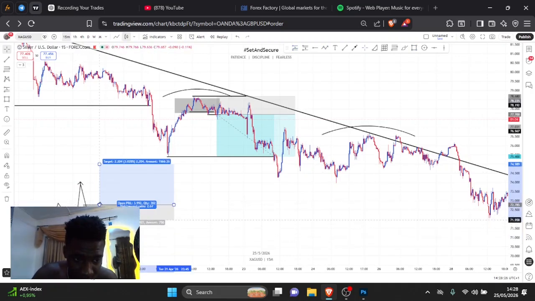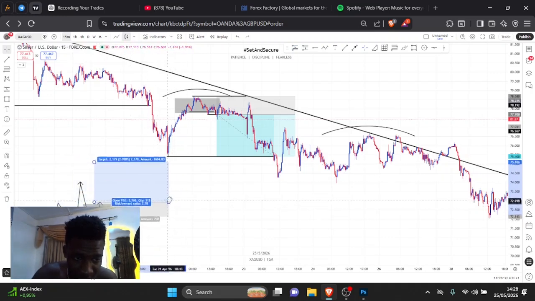Stop loss above the protected line. You're going to aim for the previous high or a little bit higher. Then what we expect the market to do is to what? To move.